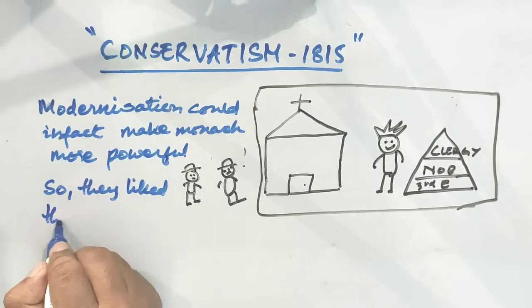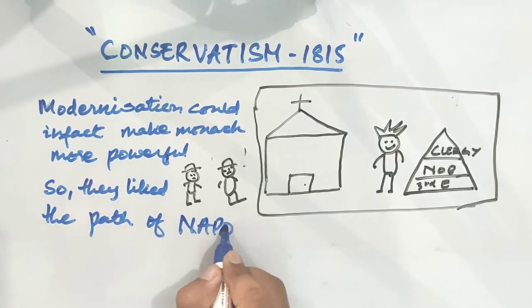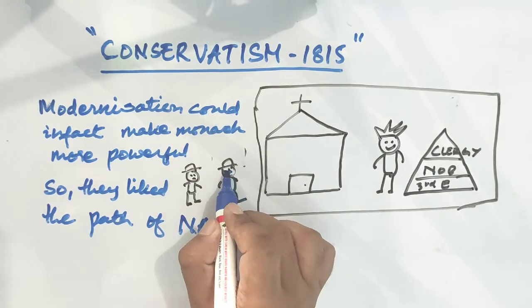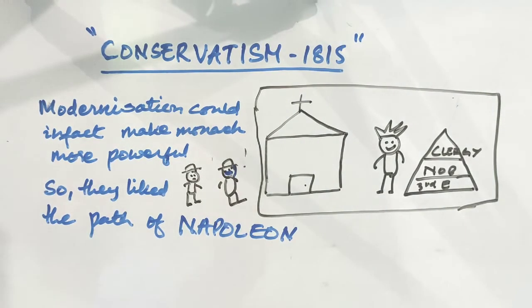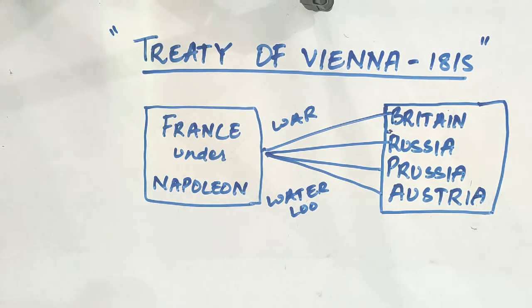When Napoleon was collectively defeated by Britain, Russia, Prussia, and Austria in the Battle of Waterloo in 1815, the delegates of these countries signed a treaty which later came to be known as the Treaty of Vienna, which was hosted by the Austrian Chancellor Duke Metternich. Now there are some features of the Treaty of Vienna.